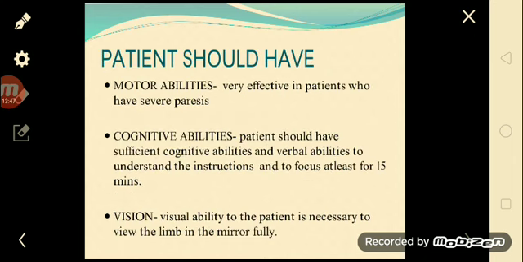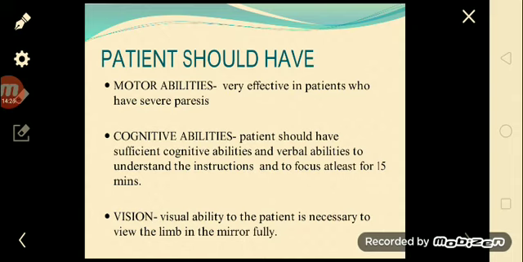To perform this mirror therapy, the patient should have motor abilities. That means this is most effective in hemiplegia patients with severe paresis. Cognitive abilities. He should have minimum cognitive abilities. That means he should understand our instructions. Without understanding, the patient cannot create the illusory feedback. So he should have minimum cognitive abilities.